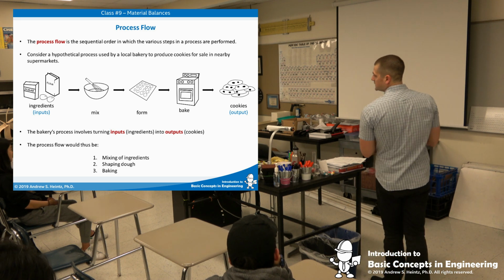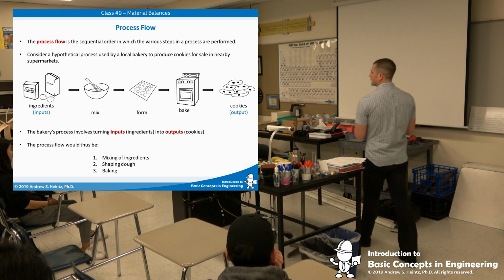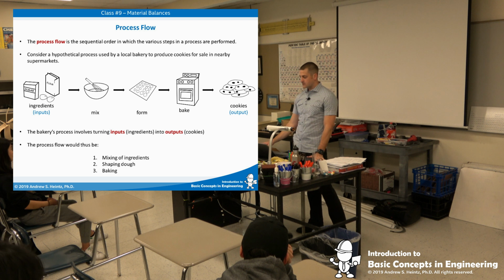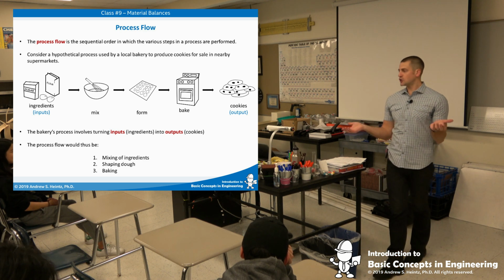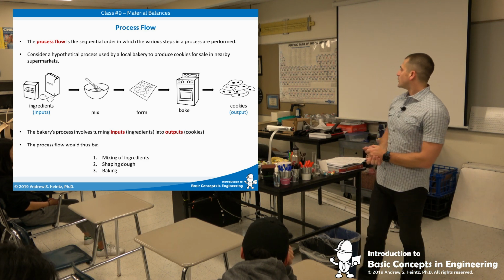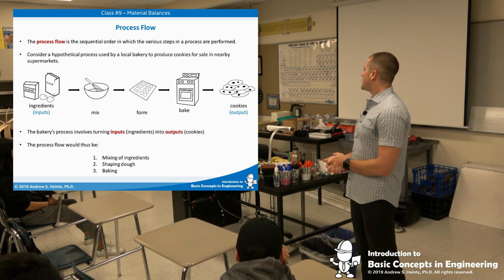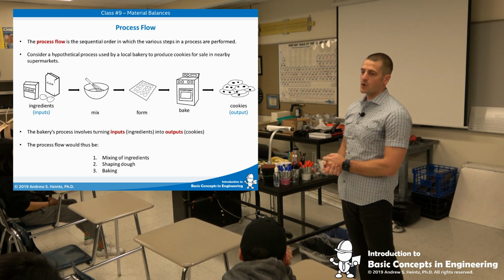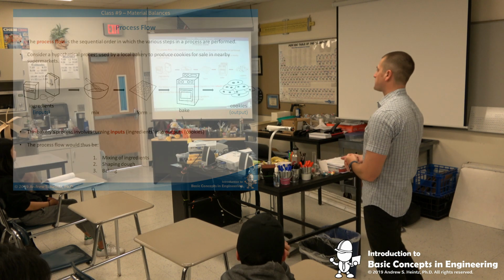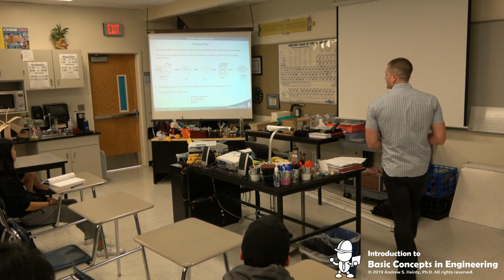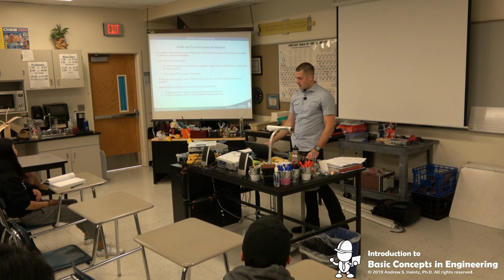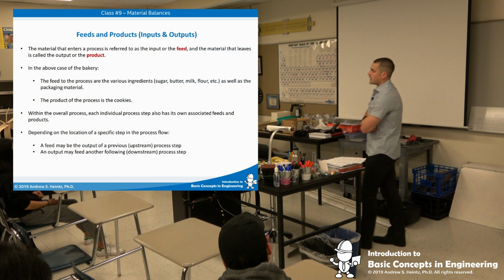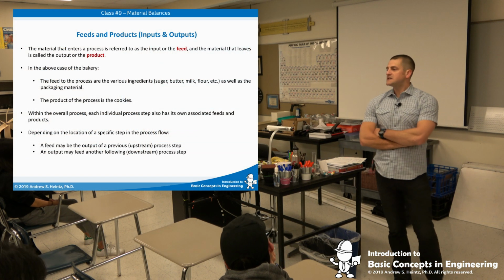So what goes in, we call an input, and what would that be in our case? What would our input be? The ingredients, right? And our output is what? Cookies, right? So the process flow itself is going to be mixing ingredients, shaping dough, and baking, right? It's a 3-step process, okay? Any questions on that? Pretty straightforward, right? Good.